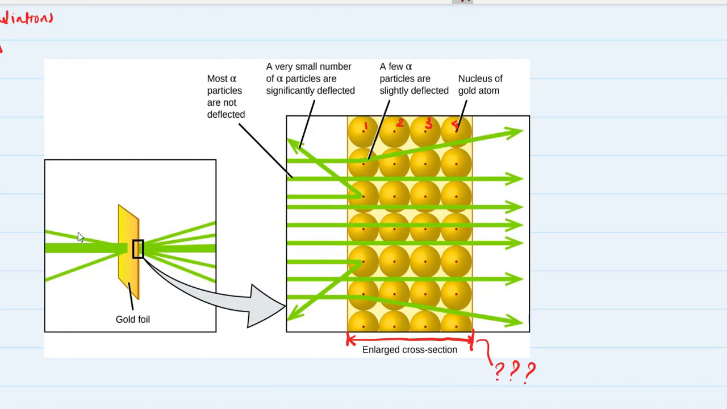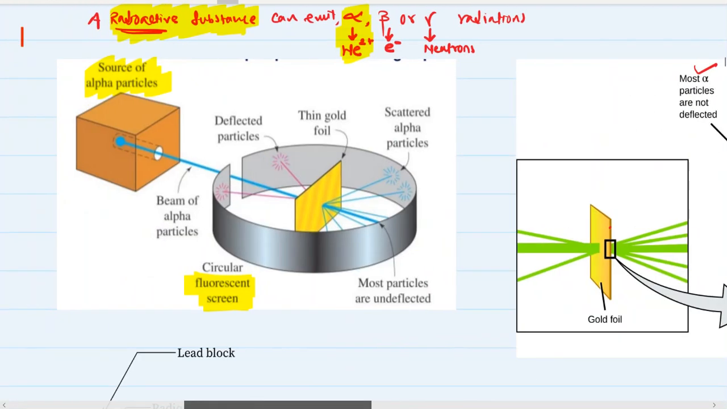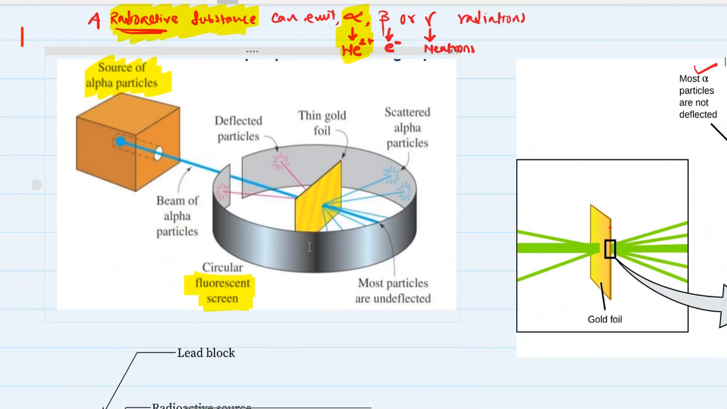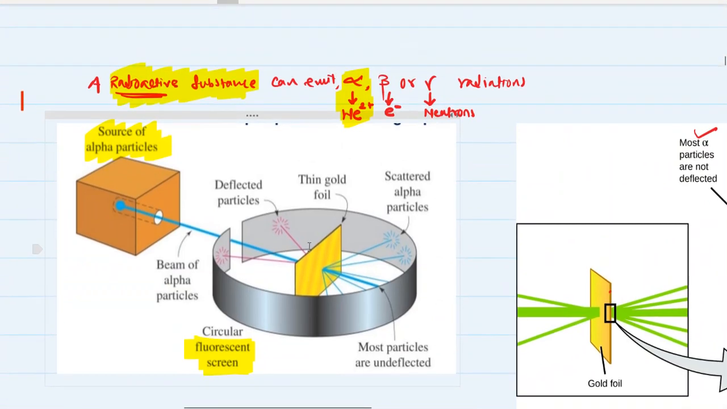Okay, so we are just zooming into this small thickness and viewing it in a side view. So what is happening? Most of the alpha particles are not deflected. Most of the alpha particles pass through the gold foil. Do you see that? Most of the alpha particles pass through the gold foil, as if there were no gold foil. Most of the alpha particles are passing through the gold foil, as you can see in all the pictures, as if there were no gold foil.